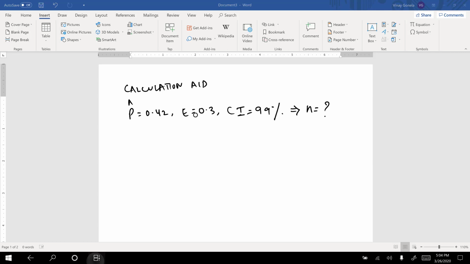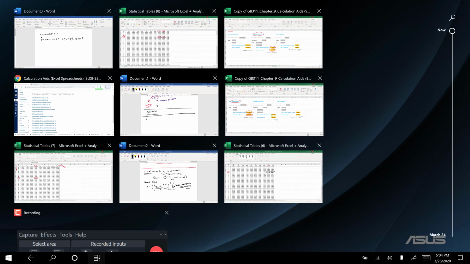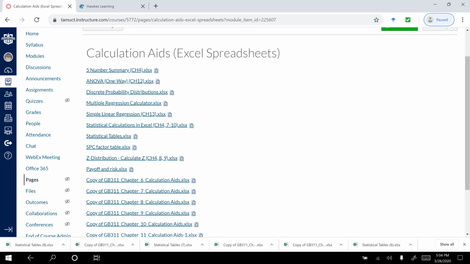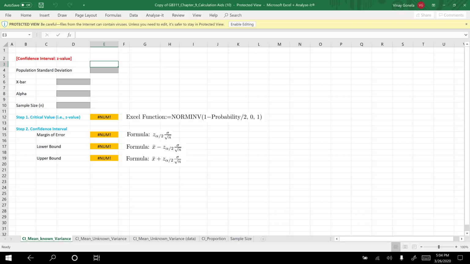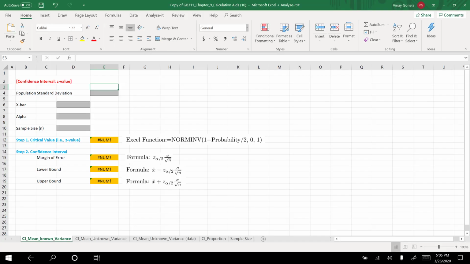So I wanted to go into my calculation aids. I will just download a new sheet. I'm downloading new sheets every time because it's difficult for me to work on the same spreadsheet while videotaping. I'm trying to adjust to this new mode. So I will enable editing and then go to sample size.